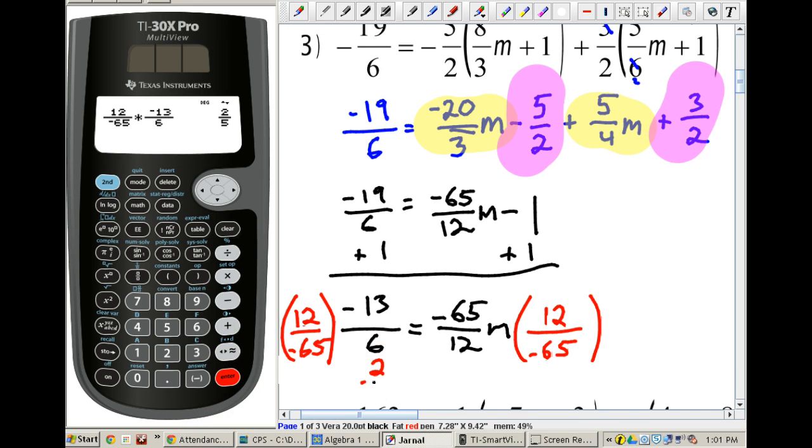I got a final answer of 2/5. These cancel out and equal 1, right? So I got 1m equals 2/5. All right, so you can see with the right tools, this is fairly routine.